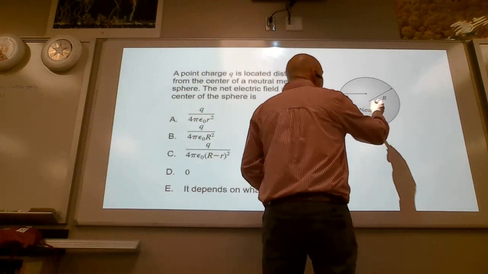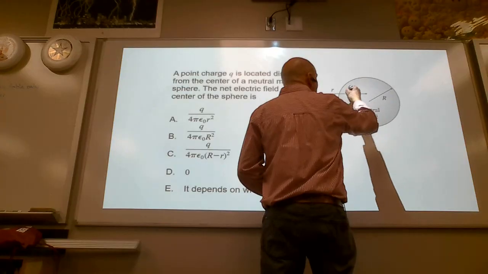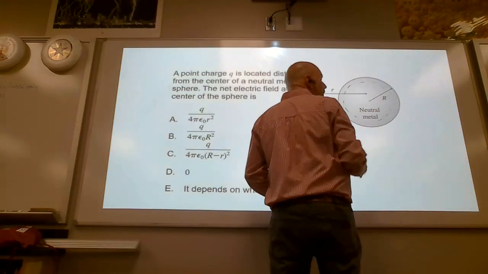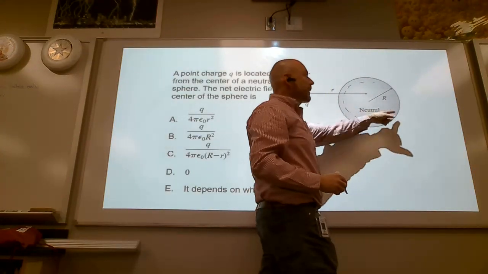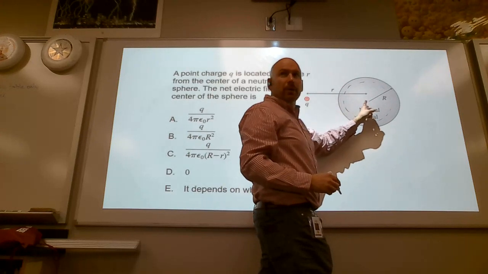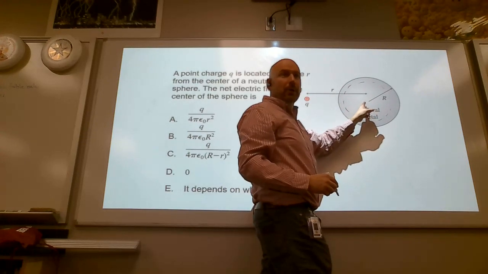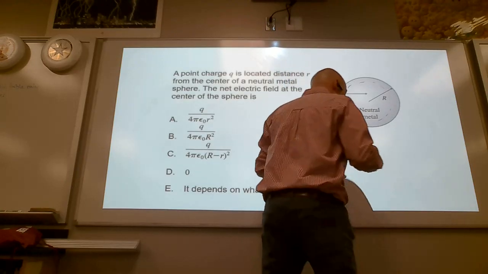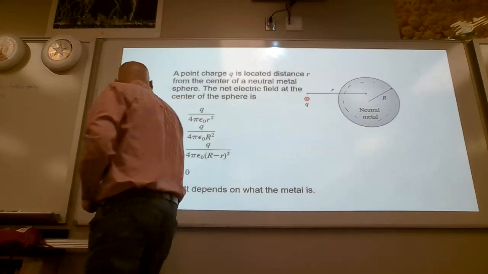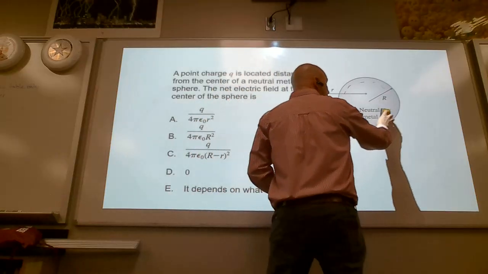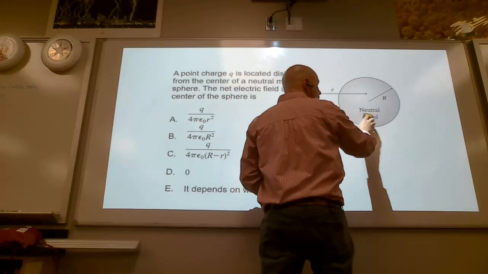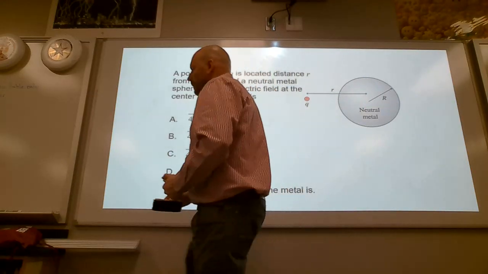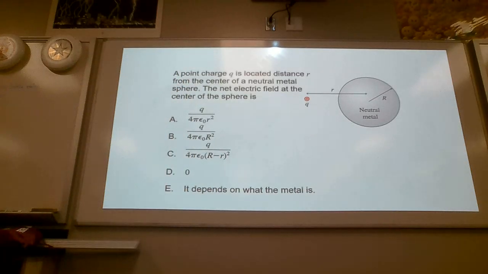Okay, so here, if we did the Gaussian surface, the charge resides on the outside. There's no enclosed charge, so no electric field. Okay, that's one way to look at it. Another way to look at it is, if there was an electric field, electrons would move until the net electric field is equal to 0.